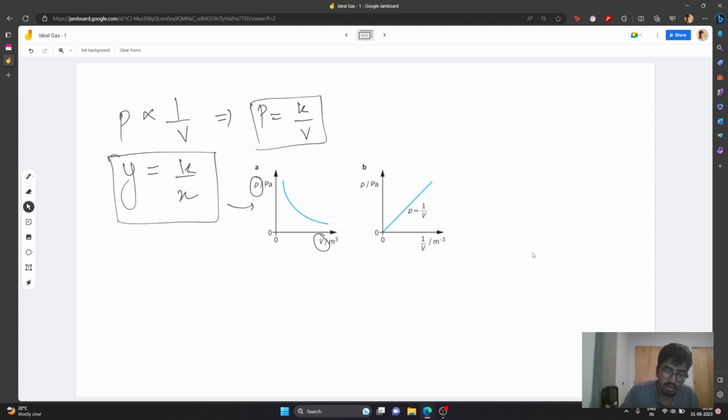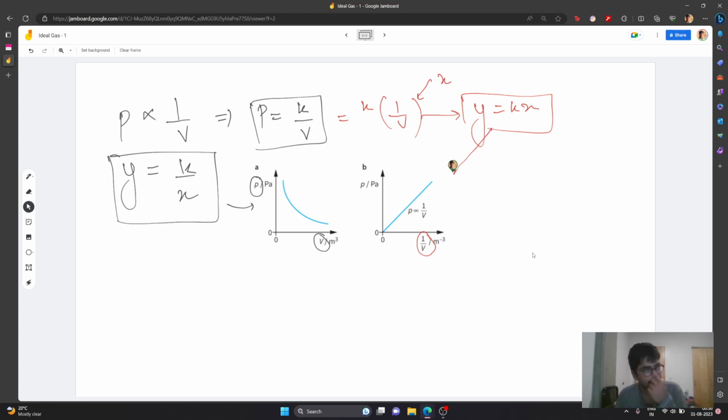This is one way to look at it. The other way is to plot 1 by V instead of V. Your 1 by V becomes a parameter like x, so it becomes the form y equal to kx, which is a straight line that looks somewhat like this. Anyway, the bottom line is that PV equal to constant, the relation that we started with, holds, and it can be represented through these two diagrams. This is what Boyle found in his study.